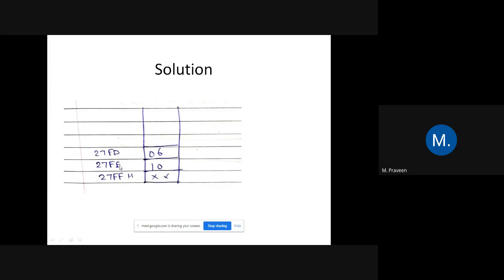Okay, so while doing a POP instruction, the stack pointer will be incremented. While doing a PUSH instruction, the stack pointer will be decremented. Okay, that is very important.